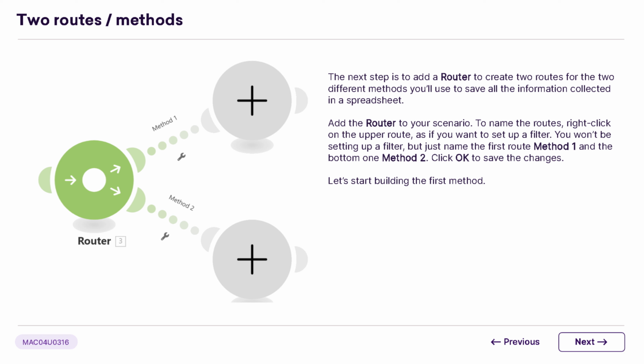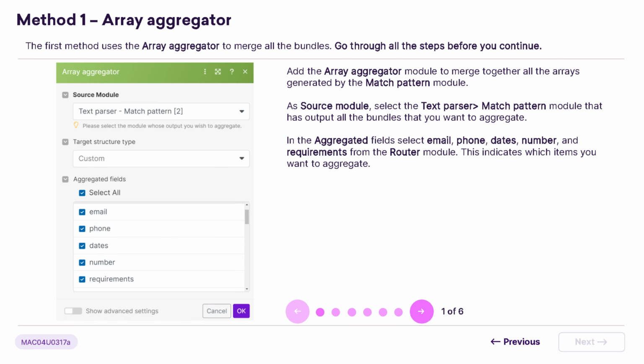With this setup, you're now ready to build and explore the first method using the framework you've established. In this method, we're focusing on using the array aggregator to effectively combine arrays from the match pattern module. Start by adding the array aggregator module to your scenario. This module will help you merge all the arrays that have been produced, streamlining your data processing.